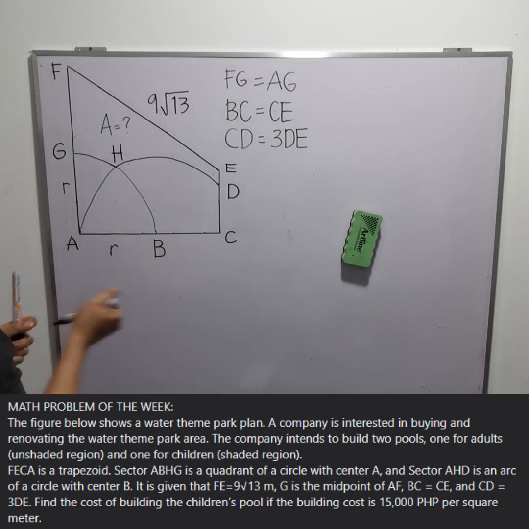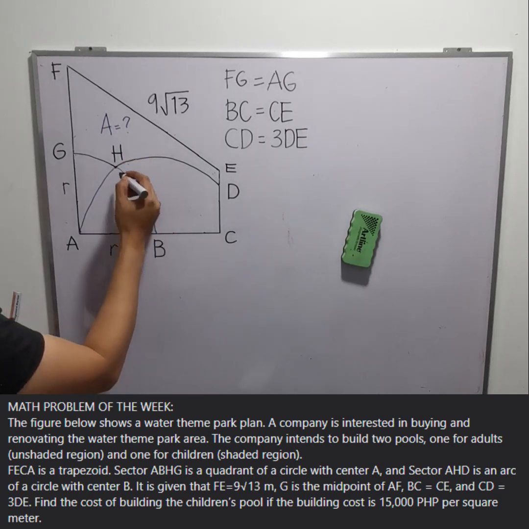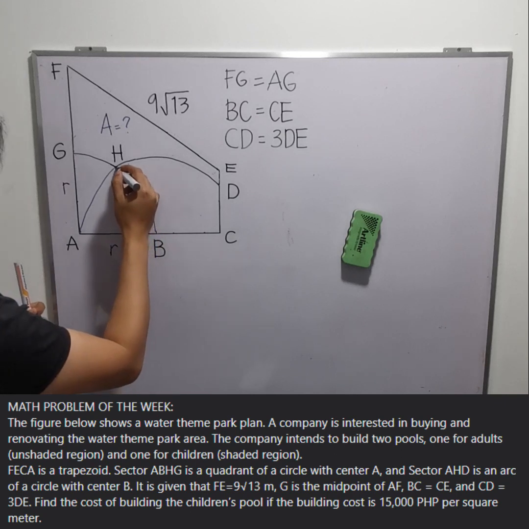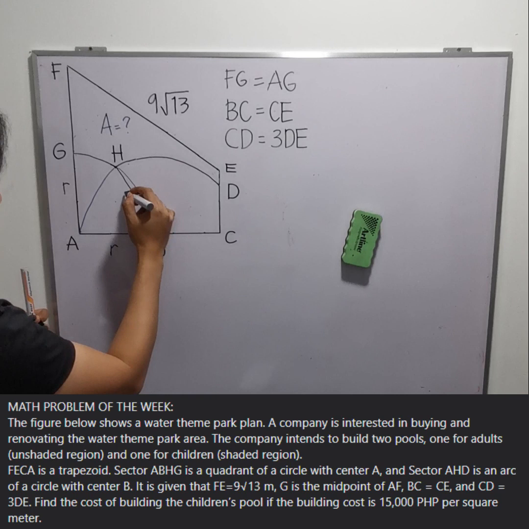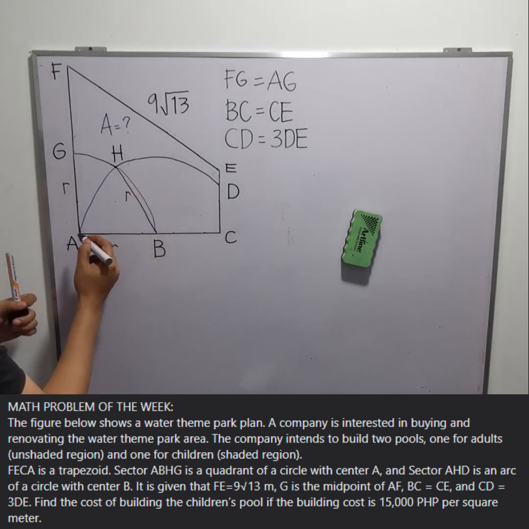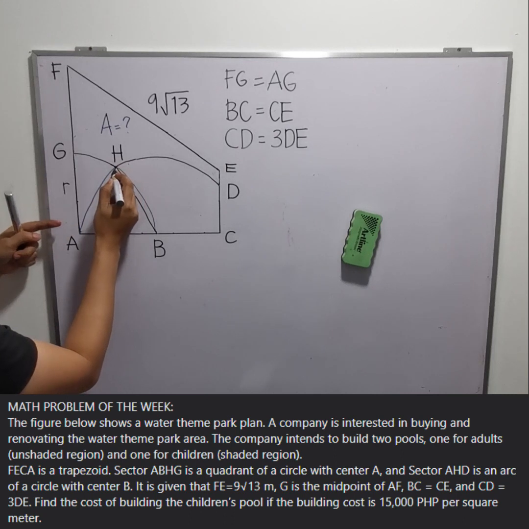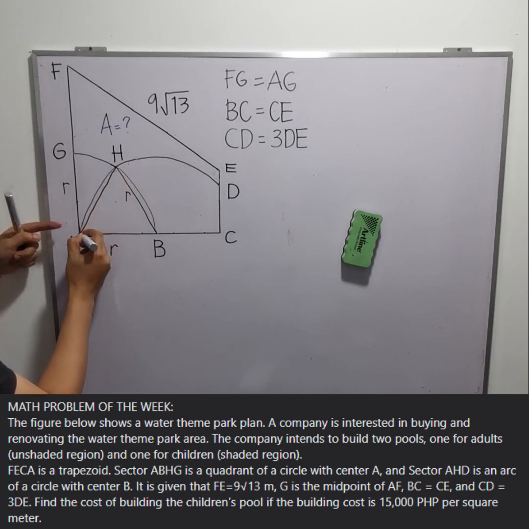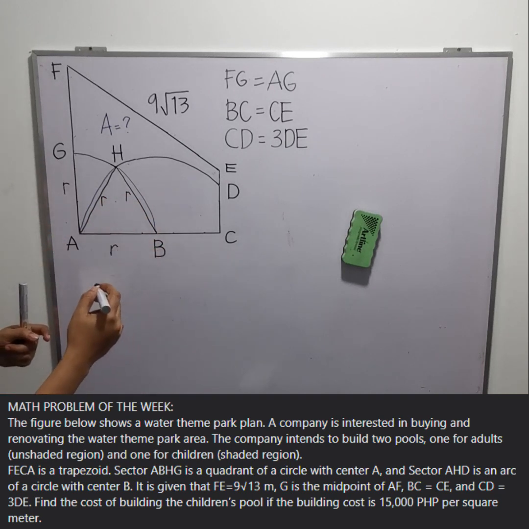From the intersection of the two arcs, this line here is also the radius, right? And from this quarter circle up to this intersection, this line here is also the radius. So we have here an equilateral triangle.